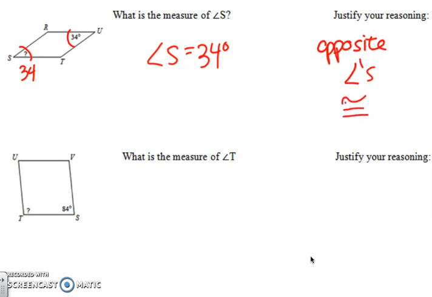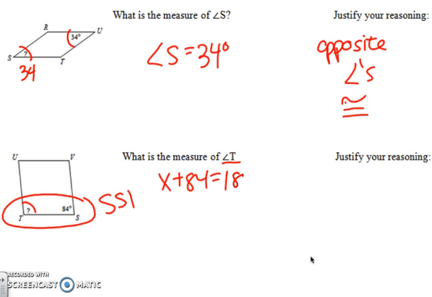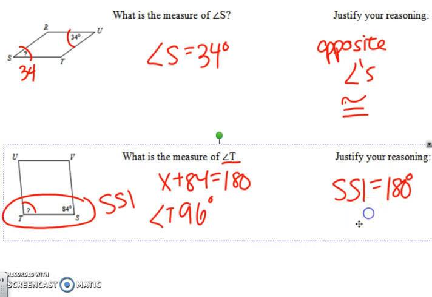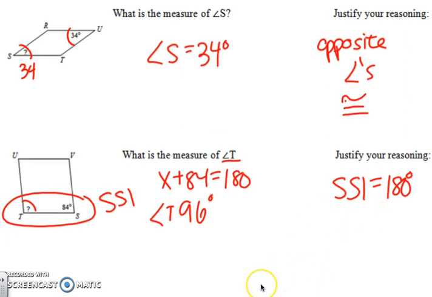Sound good? Awesome. What's the measure of angle T? Well, here it is. I know those are same side interior. So I need to do x plus 84 equals 180. Or you could just do 180 minus 84 and get 96. So angle T would be 96 degrees. And your justification, the same side interior angles equal 180 degrees. Hopefully those two aren't bad because we've done parallel lines before. They do get a little bit harder.